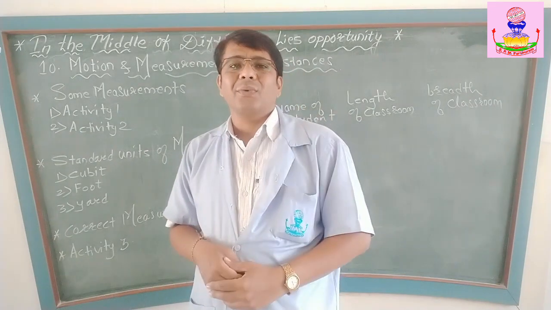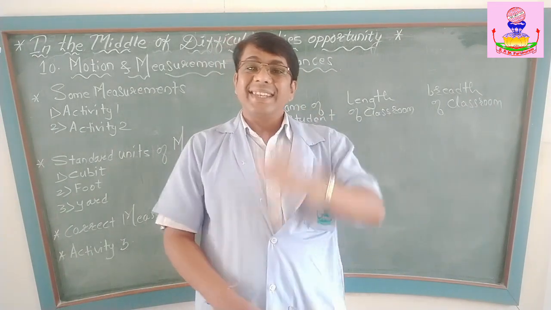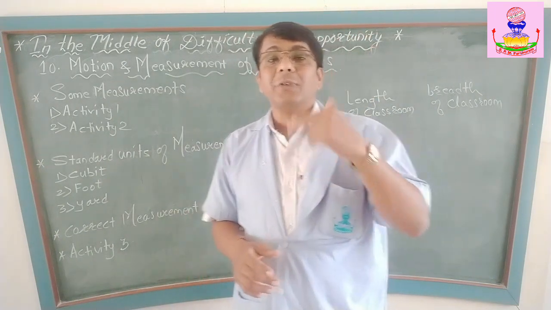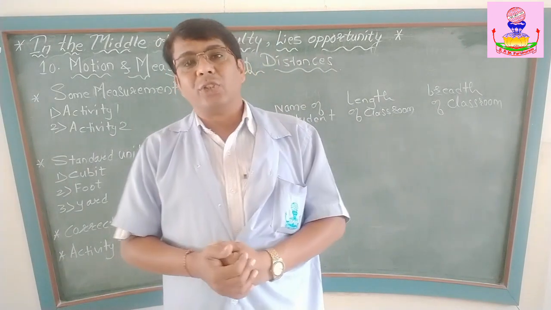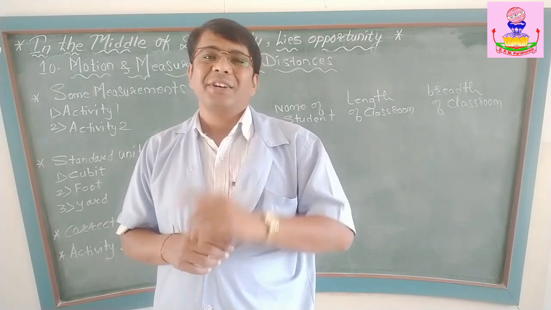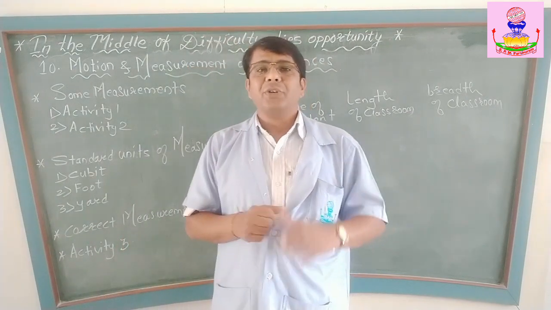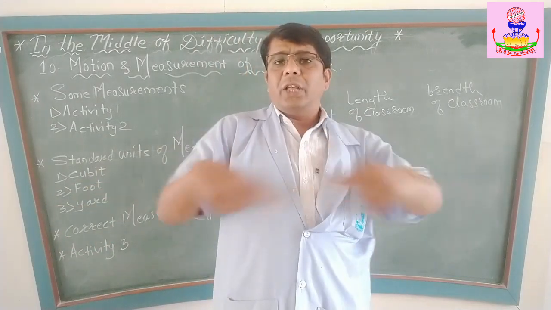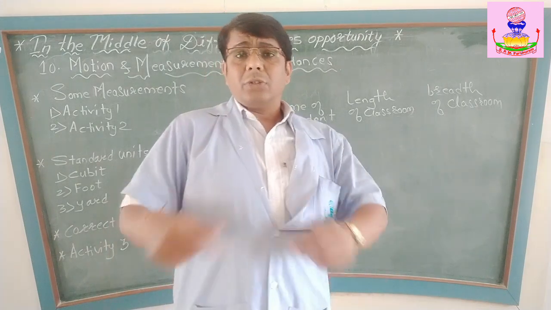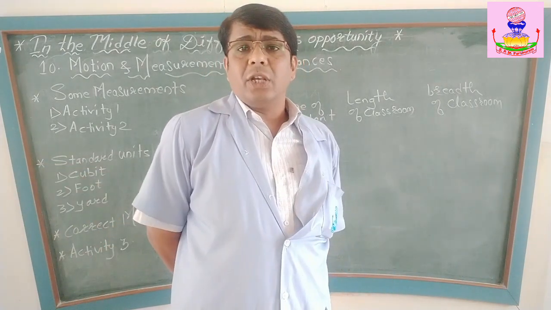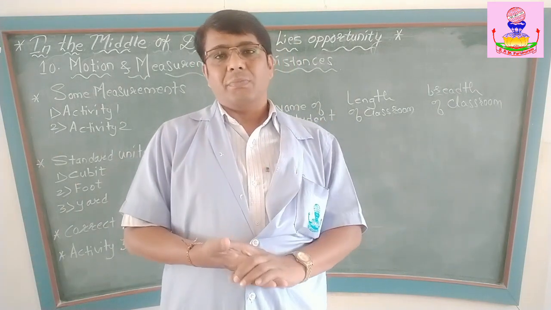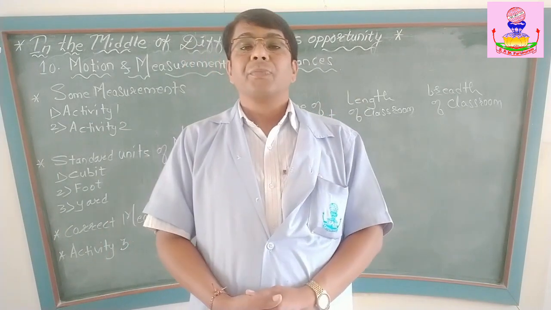Because the length of the foot varies from person to person. Same is the case with the hand span. The hand span will differ from person to person, and because of that there will be no uniformity in the measurements. Secondly, suppose I ask, what is the length of your room? And the student says, sir, the length of my room is 20 foot. But how can I understand whose foot you have taken? Because the length of the foot keeps on varying.